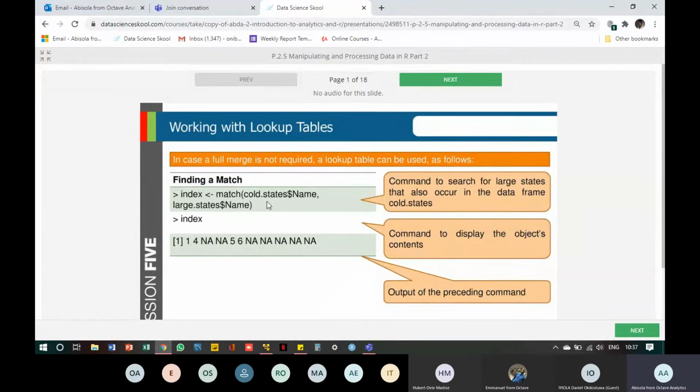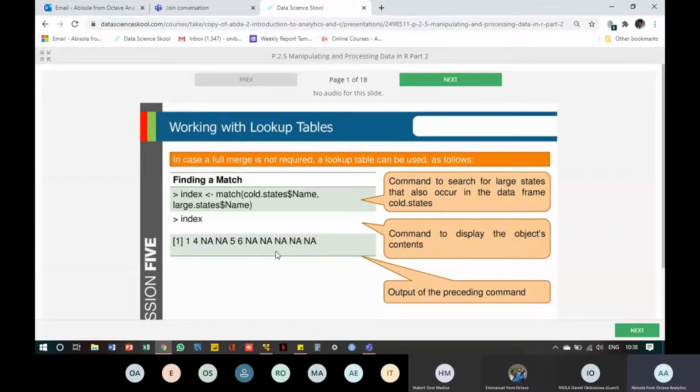If cold states contain states that are really cold, maybe they usually have the highest number of raining seasons, or raining days in the year, and large states are states that are above 100,000 kilometers wide. So you want to see the cold states that are also large states, or the large states that are also cold states. So how do you know that there are some cold states that are large states?